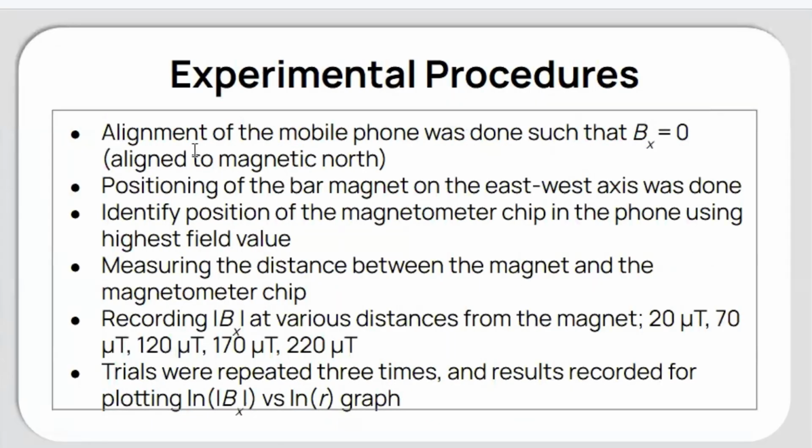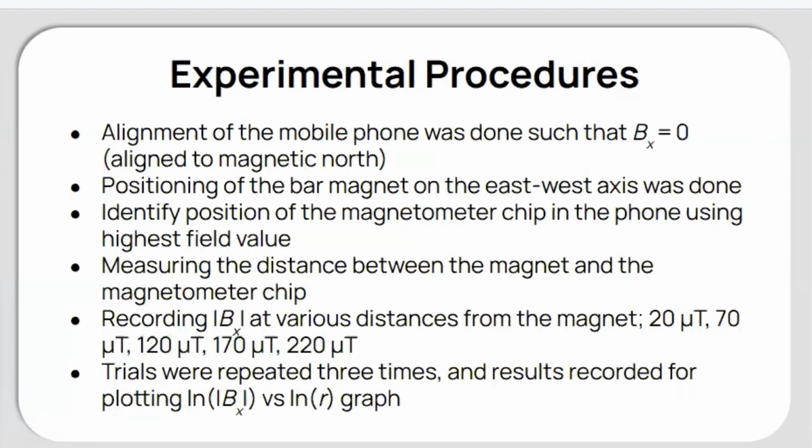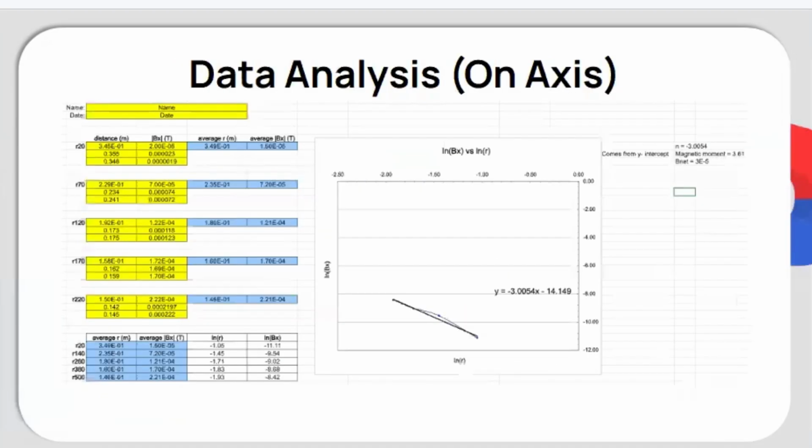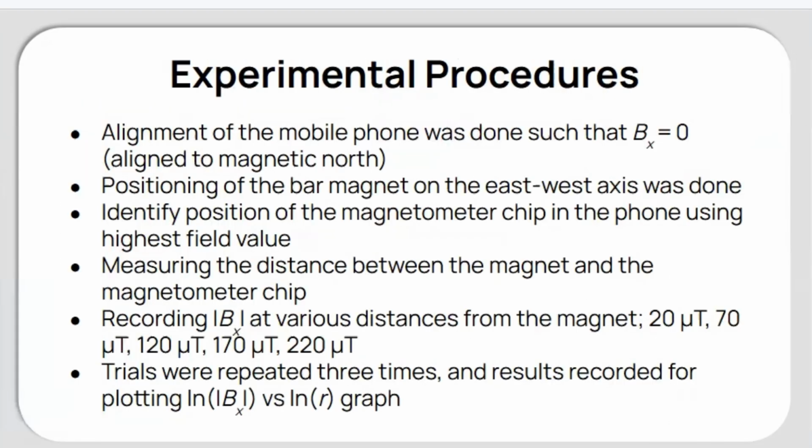So, experimental procedures. We aligned the phone with magnetic north and then placed the bar magnet along the east-west axis and located the magnetometer chip. We then measured the distance between the magnet and the sensor while recording the B values. The average measure was then used to create the natural log of Bx versus the natural log of R, and then the graph was used to analyze how the magnetic field changed with distance.